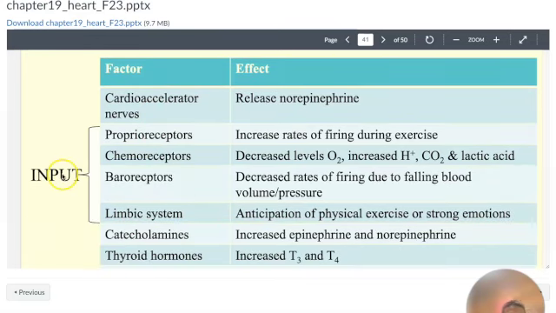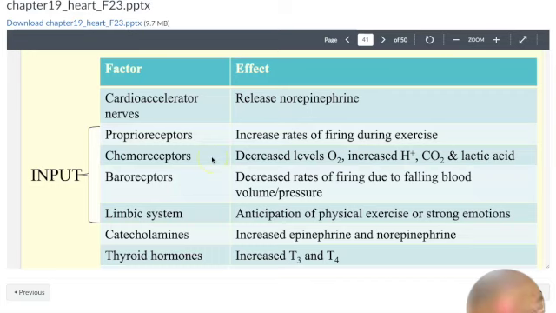So there are a lot of things that could increase heart rate. One of them we talked about, a chemoreceptor. It detects the oxygen, hydrogen, and carbon dioxide levels. The baroreceptor detects the blood pressure going through the blood vessel. It can detect how much blood is going through.